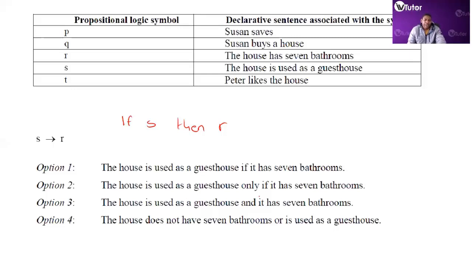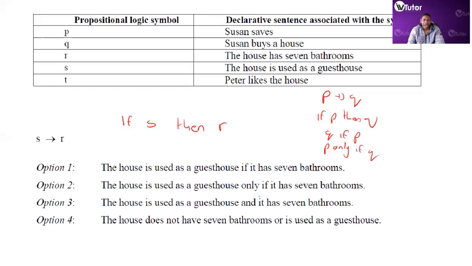The if would say, so P implies Q is interpreted as if P, then Q, Q if P, and P only if Q. All right. So any one of these interpretations would work for that. If R, then S, R if S, and S only if R. So the house is used as a guest house.